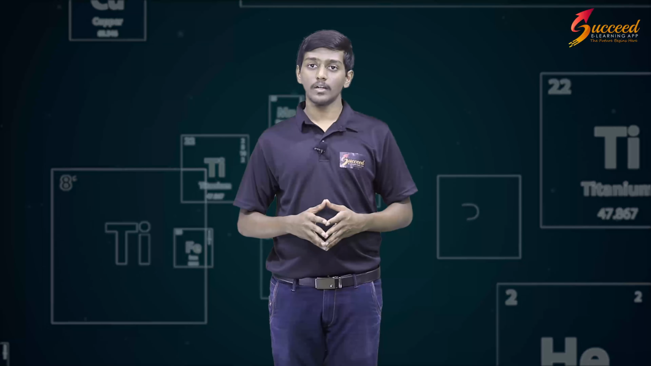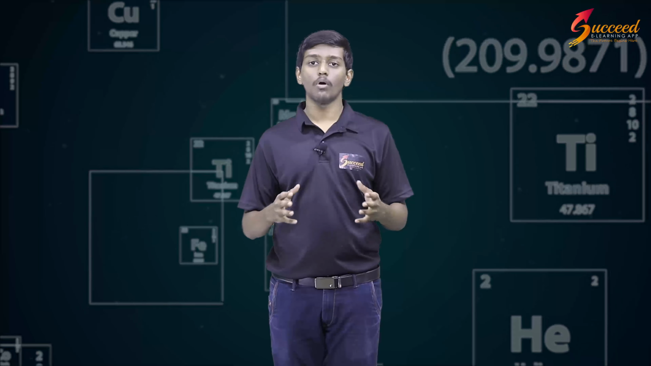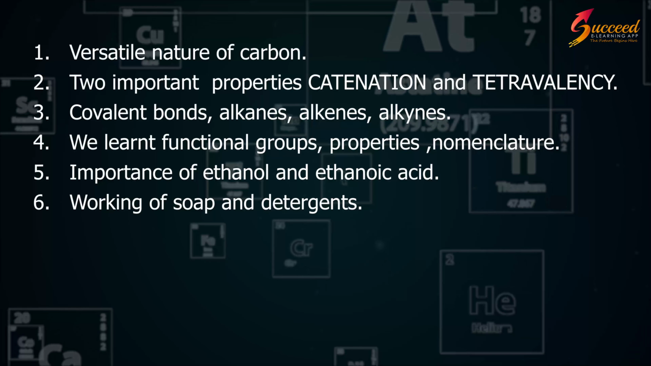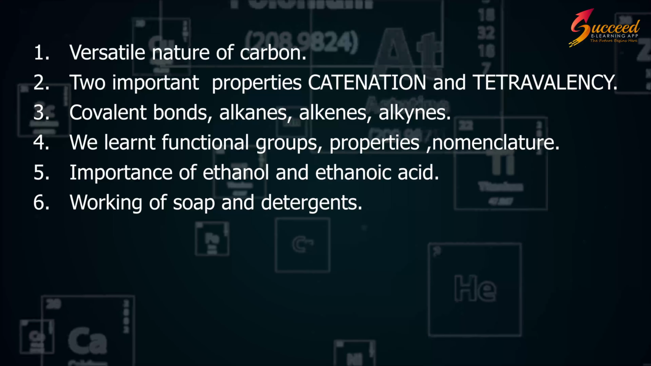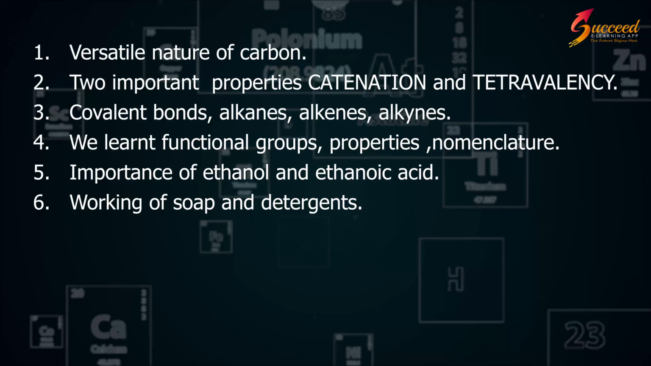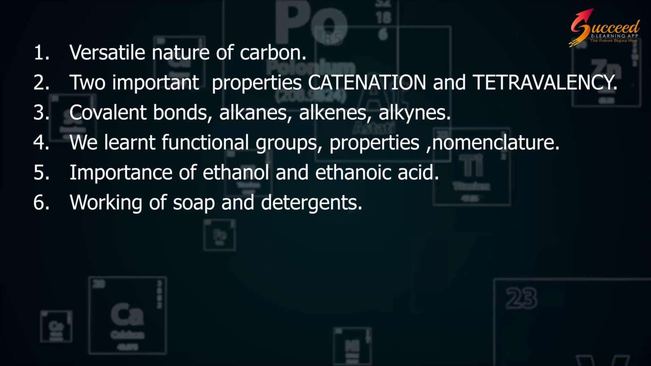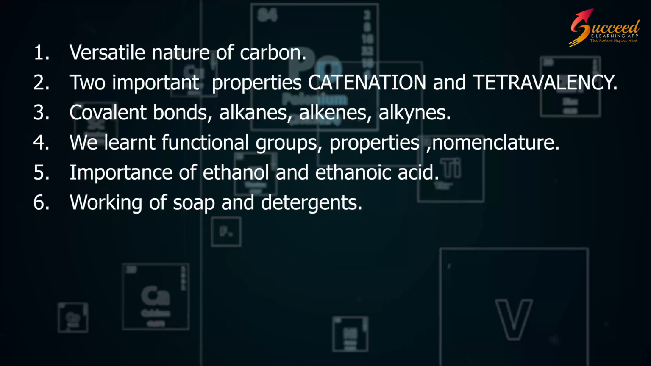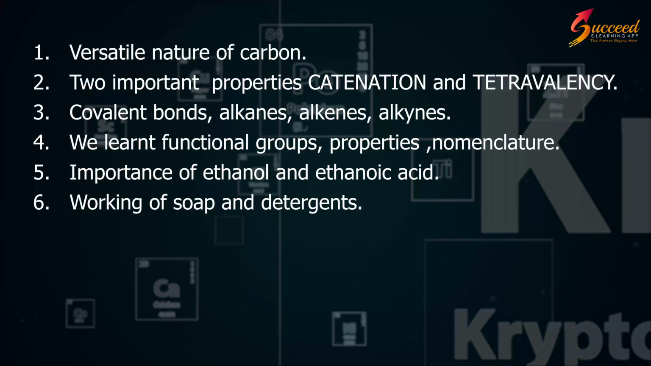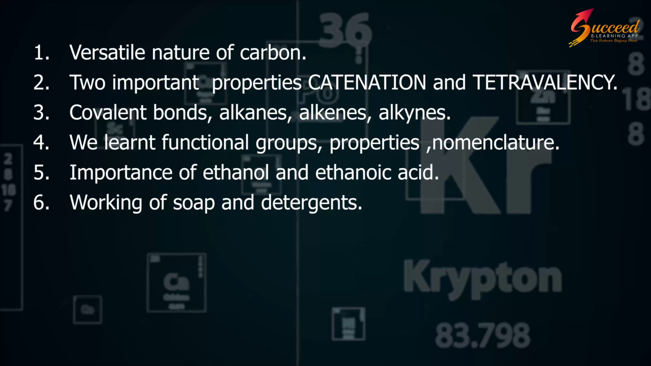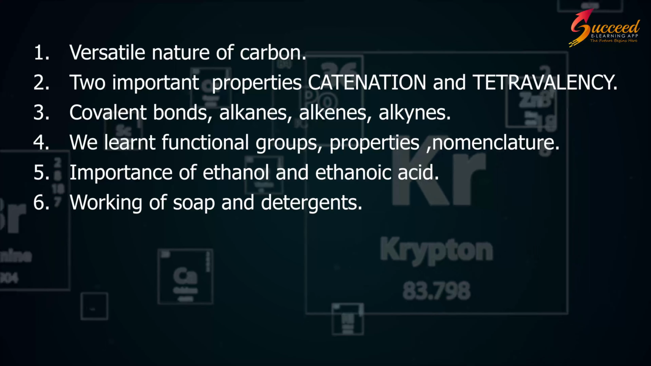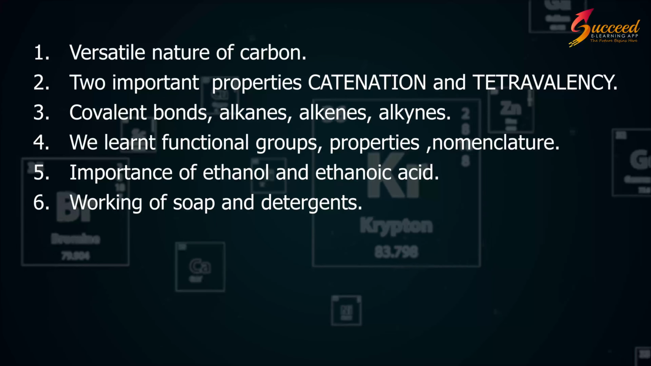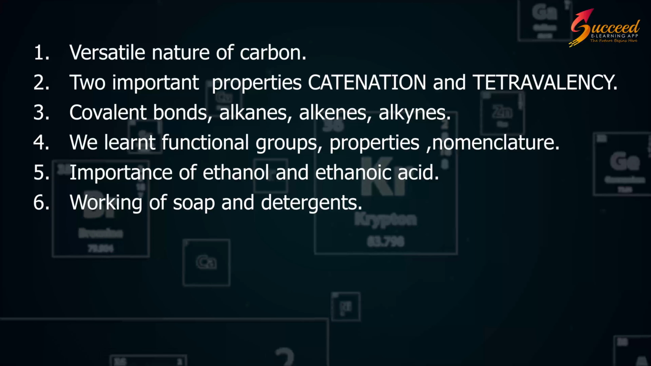To summarize and conclude this chapter, let us see what we have learnt. We learned the versatile nature of carbon. We learned two important properties, catenation and tetravalency. We learnt about covalent bonding, alkanes, alkenes and alkynes. Then we saw different functional groups, their nomenclature and their properties. Then we saw two important compounds, ethanol and ethanoic acid. Then we learnt what are soaps and detergents.